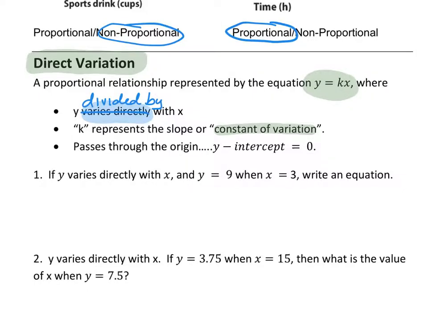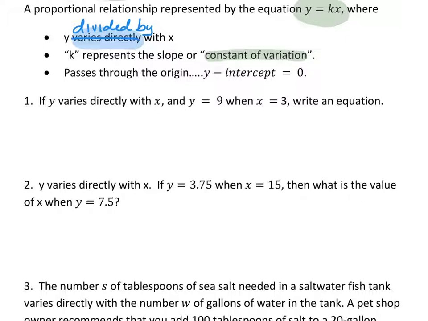If we look at number 1, we're just going to jump right into it, otherwise we spend too long talking about it. It says, if y varies directly with x and y equals 9 when x equals 3, write an equation for the situation. We see varies directly. What do I immediately do? Yes. Highlight it, cross it out, change it to divided by. So I know that whatever I'm given, I'm always going to write it as y divided by x. That's how I find my k, or my slope, or my constant of variation.